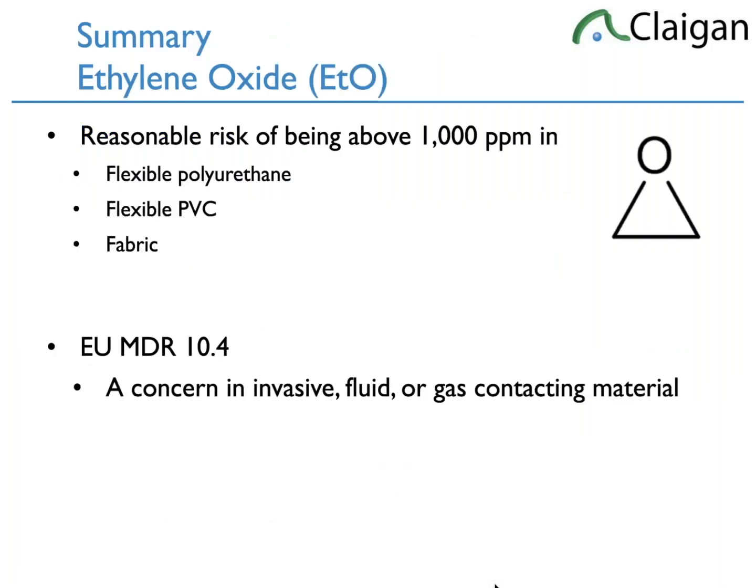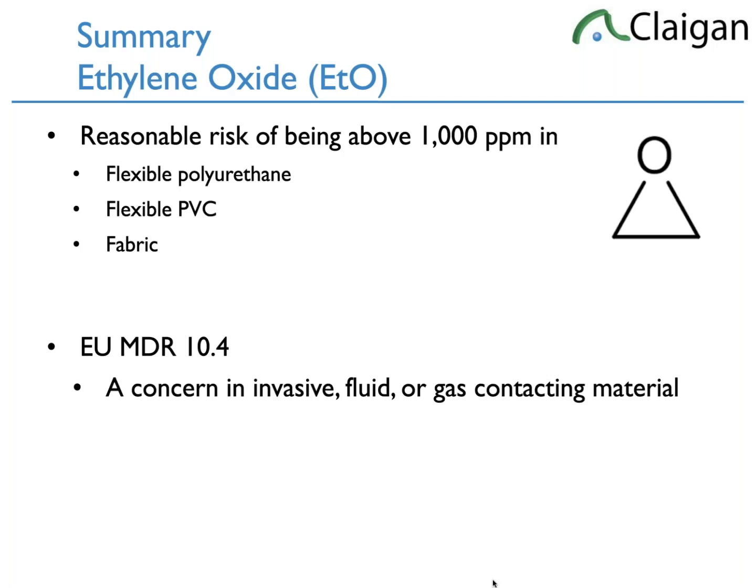So a key thing to take away is there's a reasonable risk of ETO. Now, ETO has been a CMR for a long time, but there's a reasonable risk of it being over 1,000 ppm in flexible polyurethane, flexible PVC, fabric, and to a lesser extent nylon in medical devices. So you want to make sure you take care of it. Definitely what we've seen in the past, if you haven't tested properly for it and you make a mistake, the penalties are huge. Now, you won't see ETO often in a gas path. It's not normally approved for gas path usage for a variety of reasons. But in ETO sterilized parts, it could be in an individual material above 1,000 ppm. Device, maybe not, but individual material.